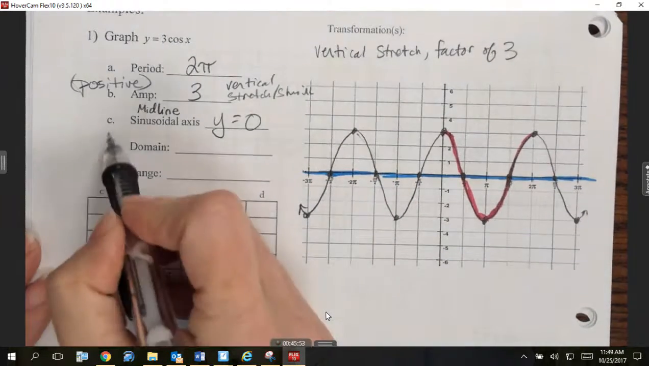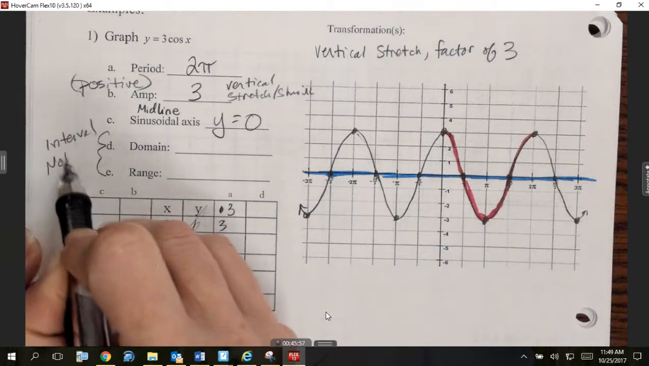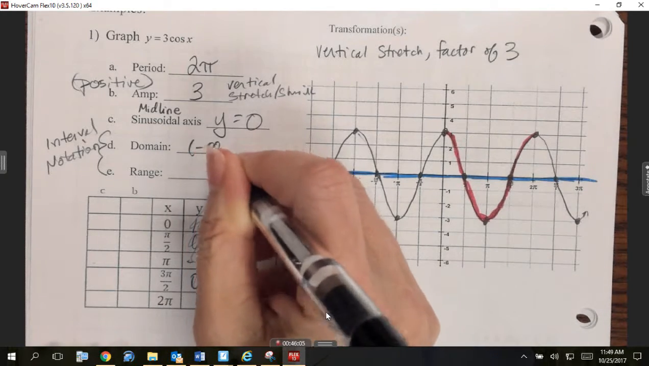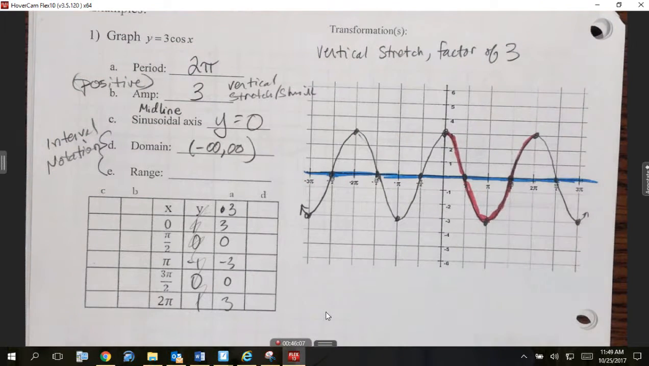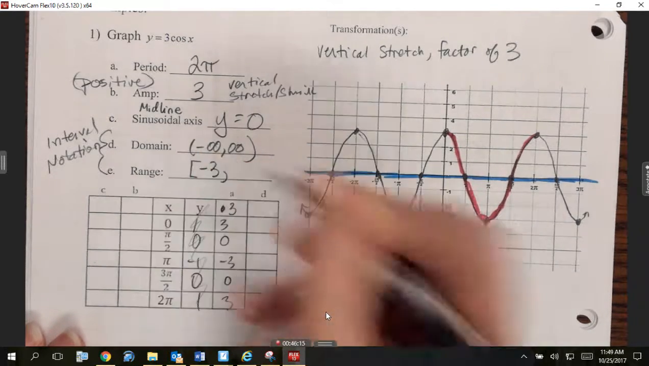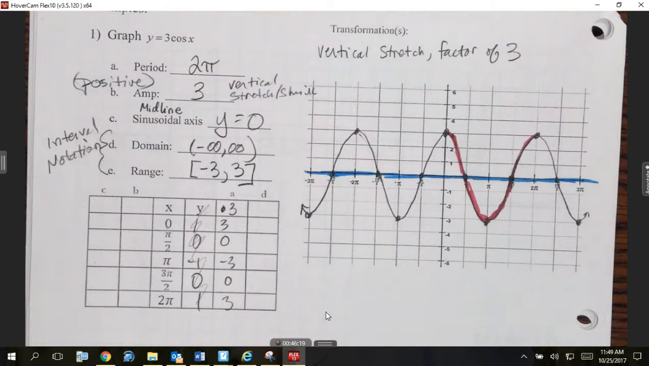The domain and range we are going to write in interval notation, which we've done before. Interval notation, all the way to the left, all the way to the right is negative infinity to positive infinity. Range is from down to up. How low does it go? Negative 3, and we put that as a bracket because it can equal negative 3. And it goes all the way up to positive 3 as a bracket because it can equal positive 3.